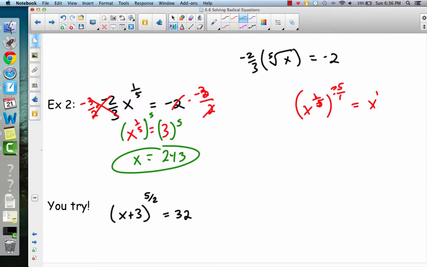Same concept. This one's to the 5/2. Just a quick reminder, what do we multiply 5/2 by to make it 1? Think about what you would take this to a power of, and make sure you do that on both sides, and then check your answer.